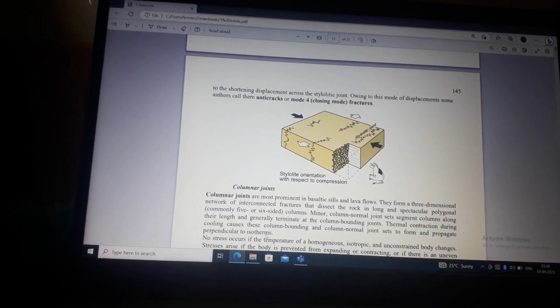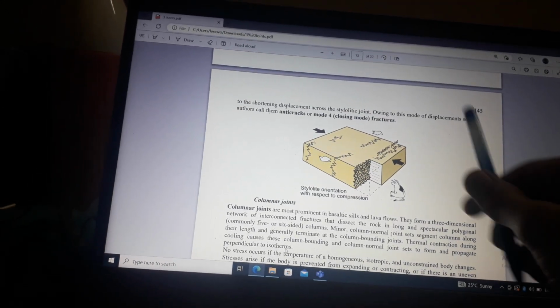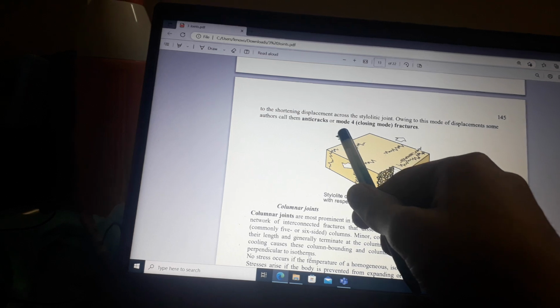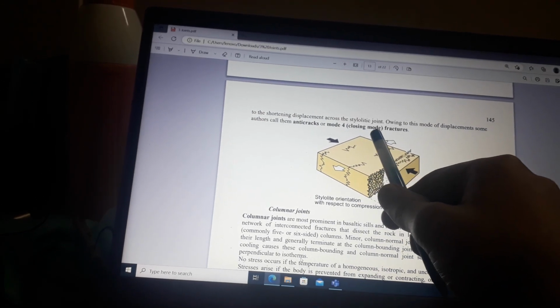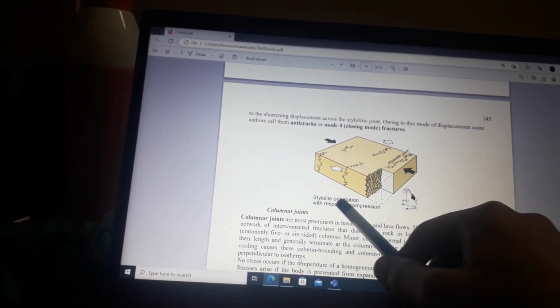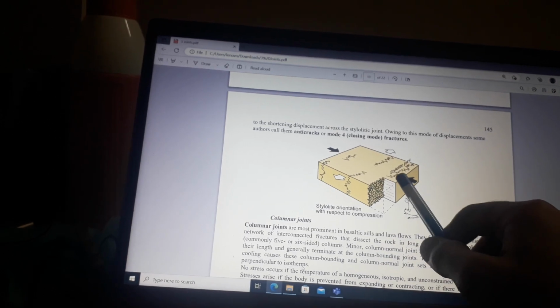Owing to this method of displacement, some authors call them anti-cracks or mode 4 closing mode fractures. This is styloid orientation with respect to compression. This stylolitic joint, these are the pressures.